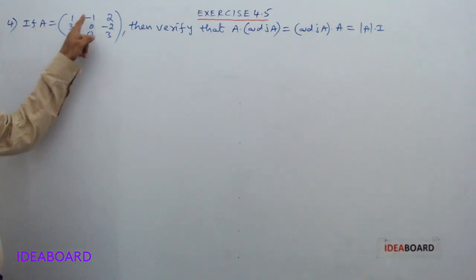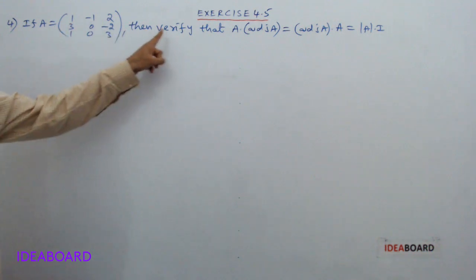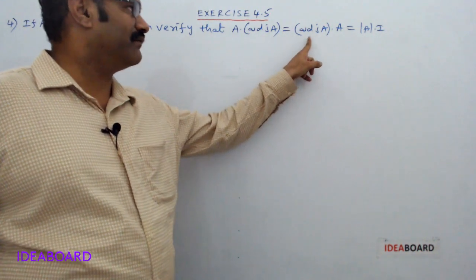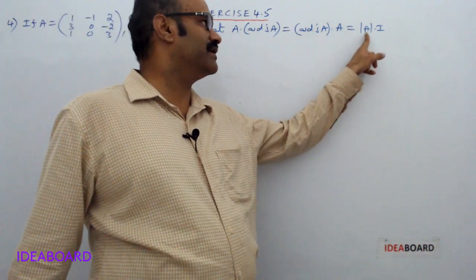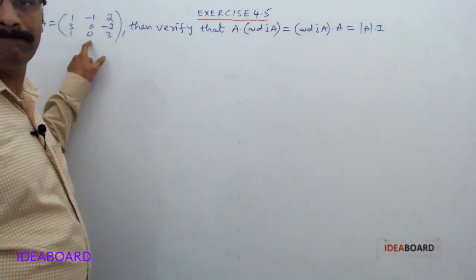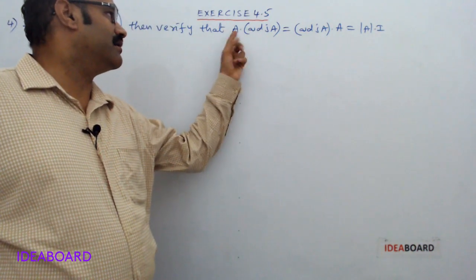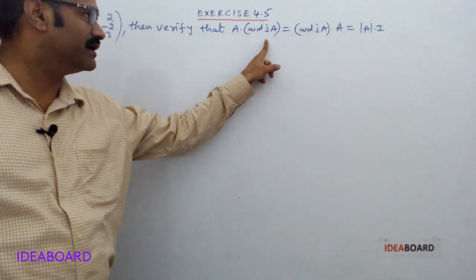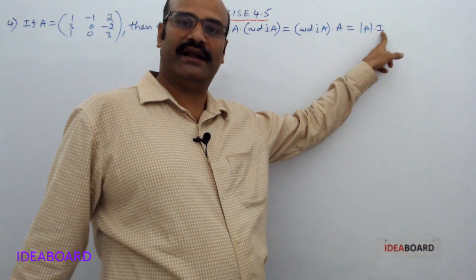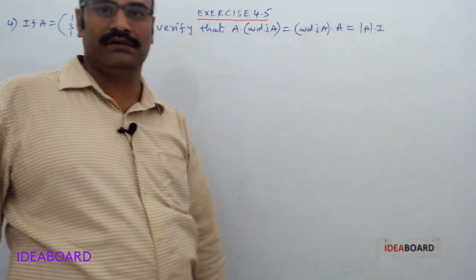If A equal to 1 minus 1 2 3 0 minus 2 1 0 3, then verify that A into adjoint of A equal to adjoint of A into A equal to det A into I. Already here we have the matrix A. Now here we have to find adjoint of A. We have to multiply A and adjoint of A. Then we have to prove that it's equal to det A into I. Here I means identity matrix. That is also equal to adjoint of A into A.